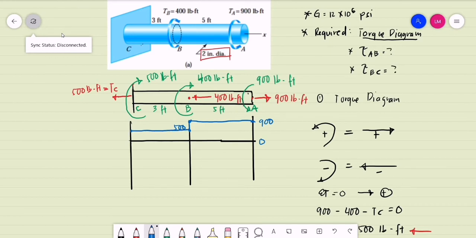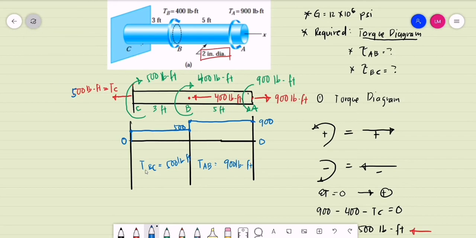Then at point C, again, we have a torque that is 500 to the left. So 500 minus 500 will give us a value of 0. So as you can see, the torque for the entire span is positive, which means we have more counterclockwise torque compared to clockwise. So the net torque for segment AB is equal to 900 pounds-foot, and the net torque for segment BC is equal to 500 pounds-foot.